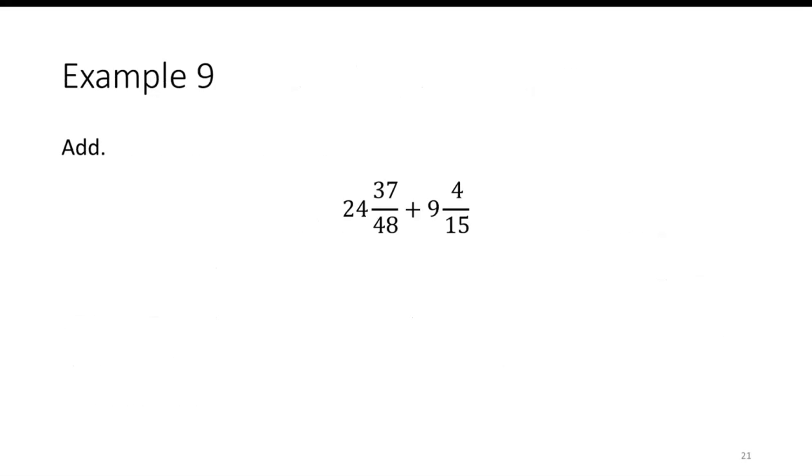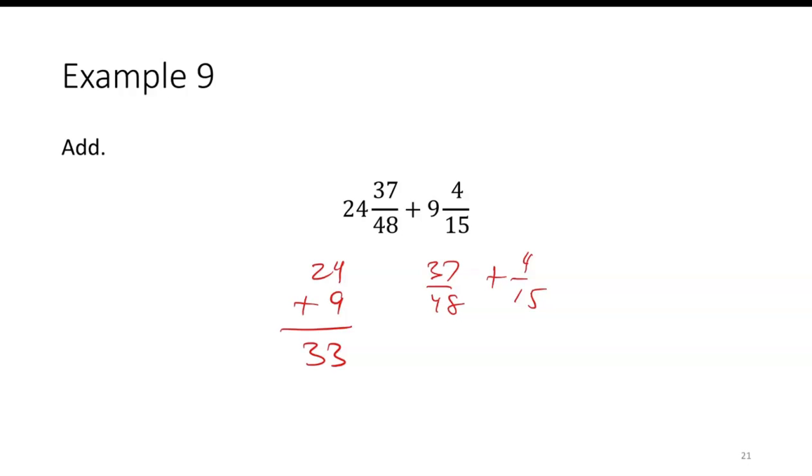So, for example, if I want to do 24 and 37/48 plus 9 and 4/15, first thing I would do is the 24 plus 9. That's 33. And now I also want to do 37/48 plus 4/15. And for that, I would need a common denominator.